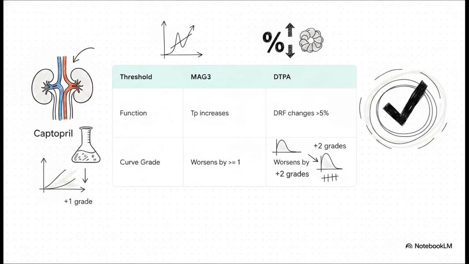But visual grading isn't enough on its own. We need strict quantitative thresholds for hard proof. For MAG3, we want to see the time to peak increase by at least 2 minutes or 40%, or the curve worsen by a full grade. For DTPA, since it's directly tied to GFR, we're looking for the differential renal function to shift by more than 5%, or the GFR itself to drop by 10% or more. Meeting these strict thresholds is what confirms the diagnosis in the reading room.